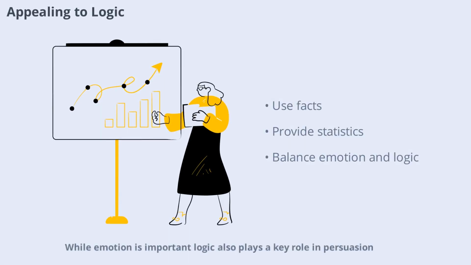While emotion is important, logic also plays a key role in persuasion. Support your arguments with facts, statistics, and logical reasoning. When your audience sees that your message is backed by evidence, they're more likely to be convinced. Balance emotional appeal with logical support for the strongest persuasive impact.